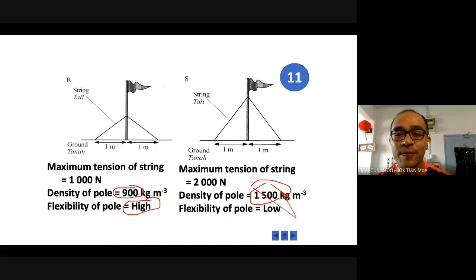Everybody's like, apa tu tension tu? Saya punya kehidupan senang saja. Nah, Elijah says easy to snap because the tension is high.